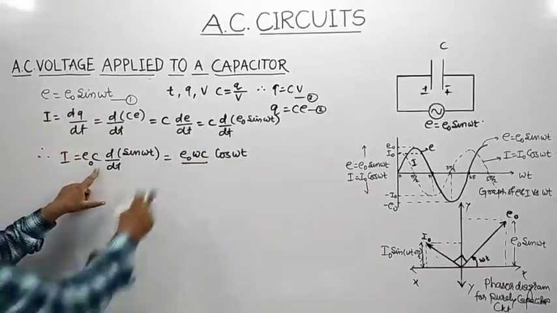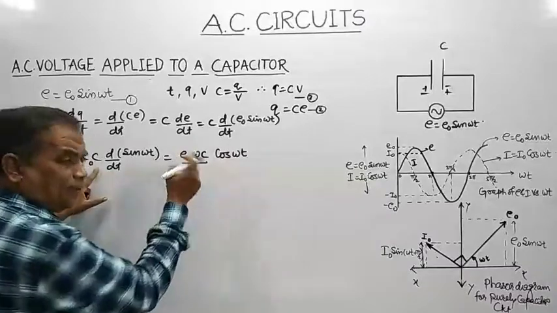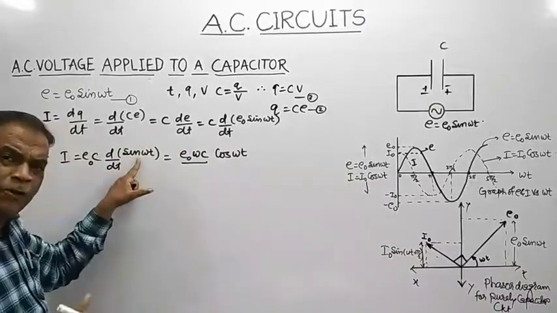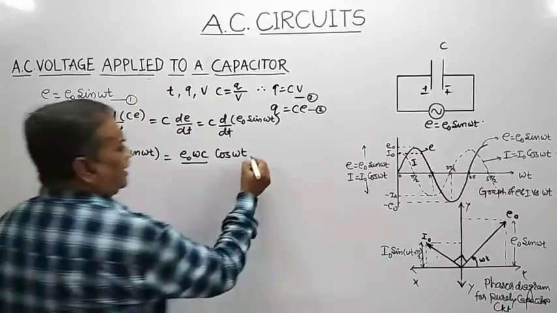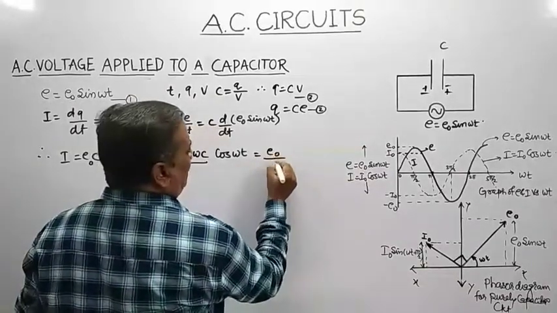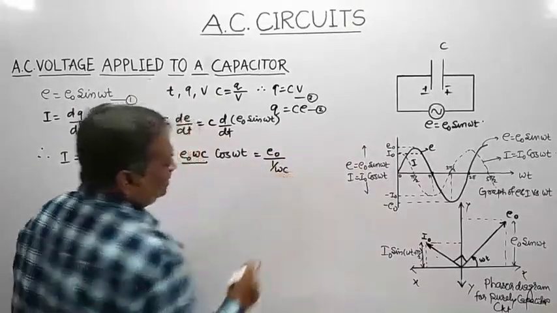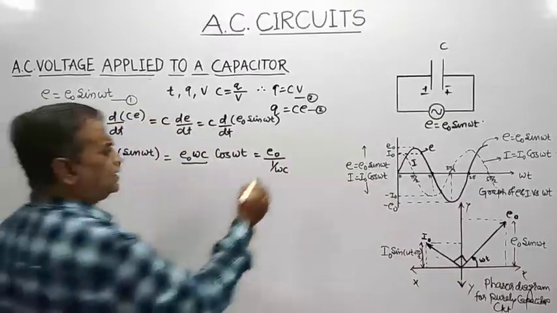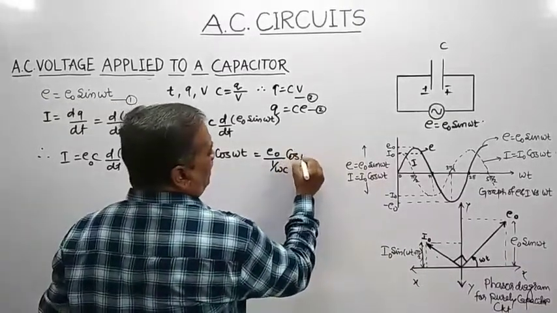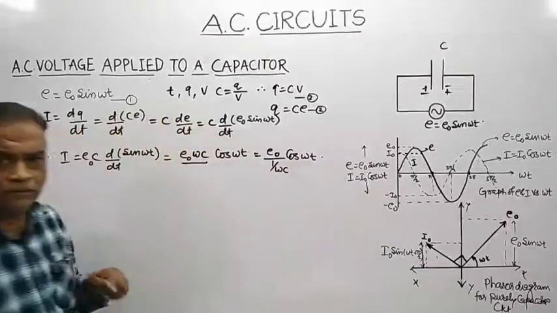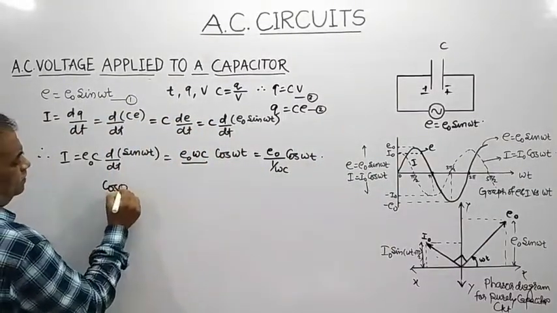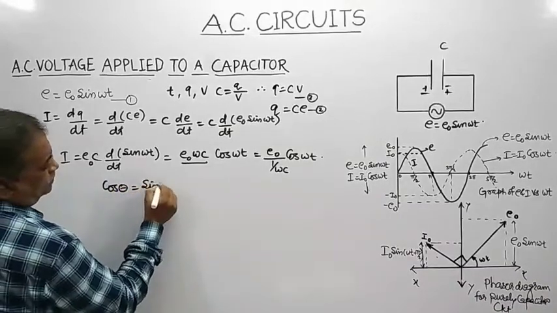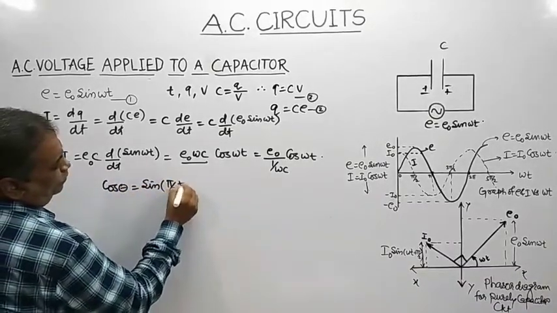So E0C and this omega will be what? d dt of sin omega t is omega into cos omega t. So this can be written as E0 divided by, can I write 1 by omega c? So it becomes E0 omega c into cos of omega t. But cos of theta is equal to sin pi by 2 plus theta.